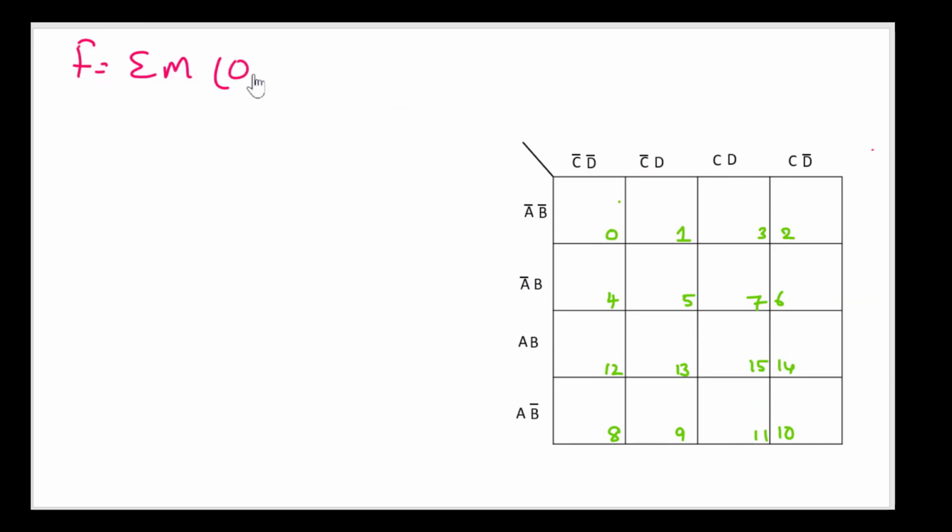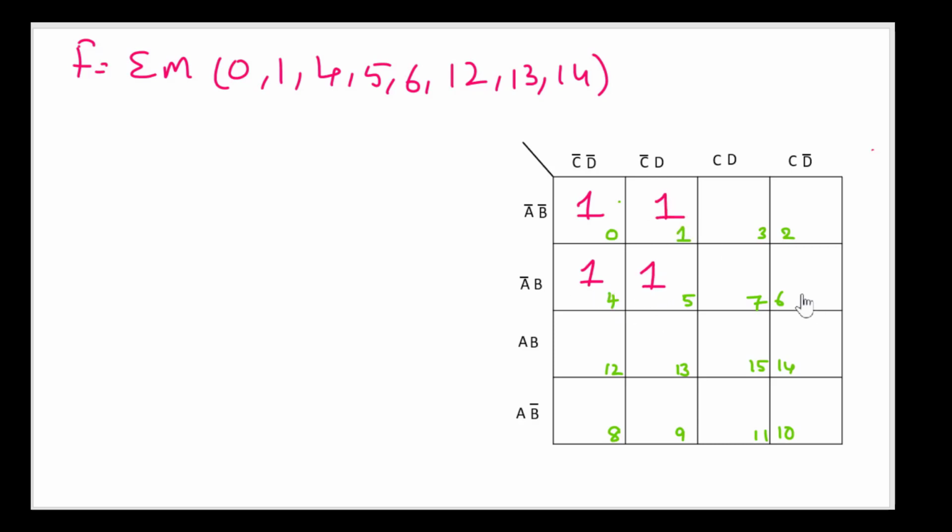Sigma m 0 1 4 5 6 12 13 and 14. These are the min terms. First we fill the min terms. 0 1 4 5 then 6 then 12 and 12 13 and 14. Now we'll try to see. Again, look for the bigger number of pairs.